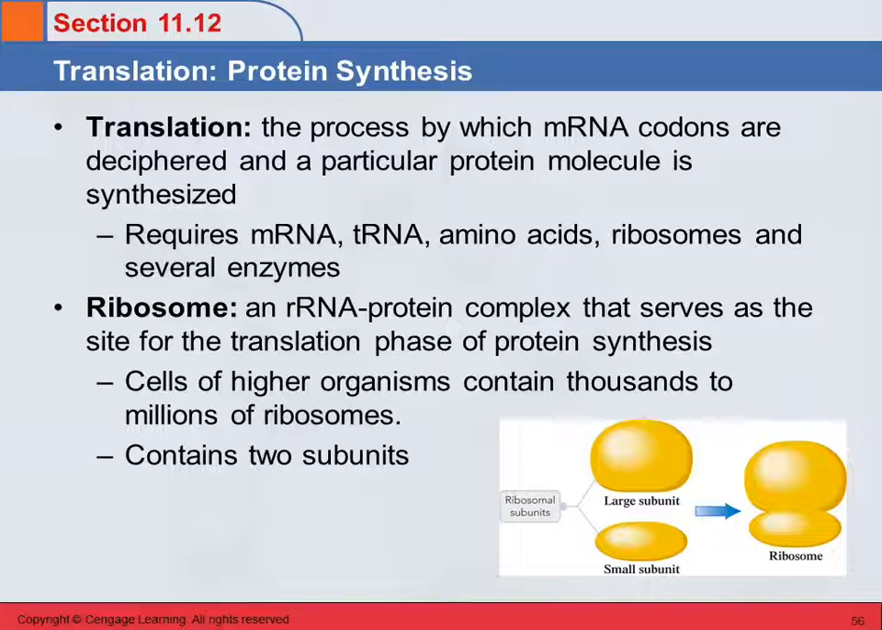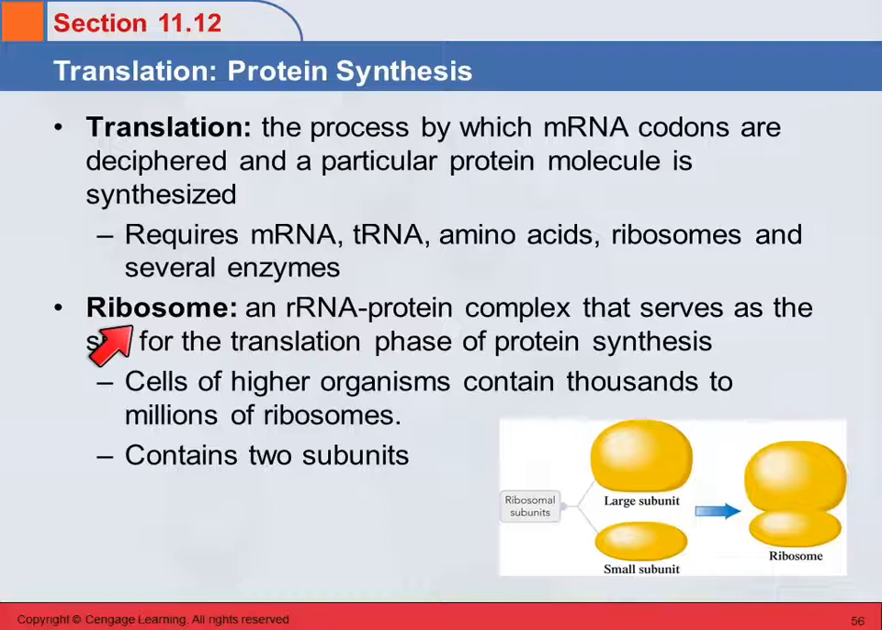Translation is the process by which the messenger RNA codons are deciphered and a particular protein molecule is synthesized. And in order for translation to occur, we've got the messenger RNA, we've got transfer RNA, we've got amino acids, ribosomes, and also several enzymes.